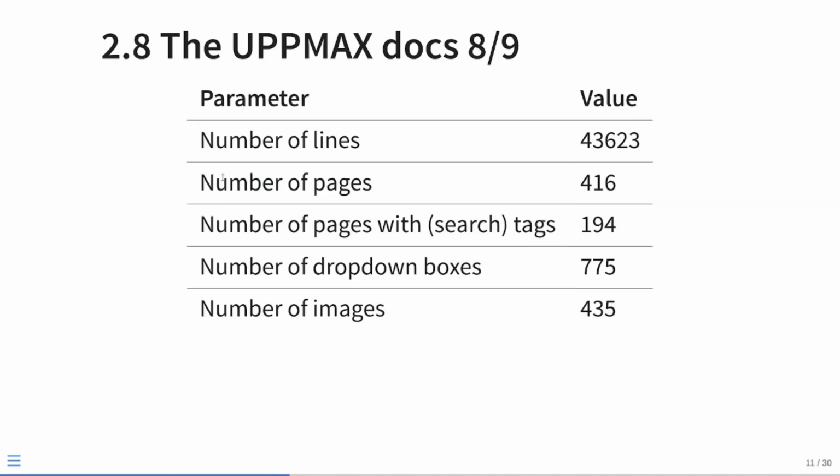Some parameters: it has 43,000 lines of code. We have around 400 pages. Pages that are optimized for searching, nearly 200, so nearly 1 in 2. The pages are quite heavy on those drop down boxes I've showed you before. We have on average 1 image per page.